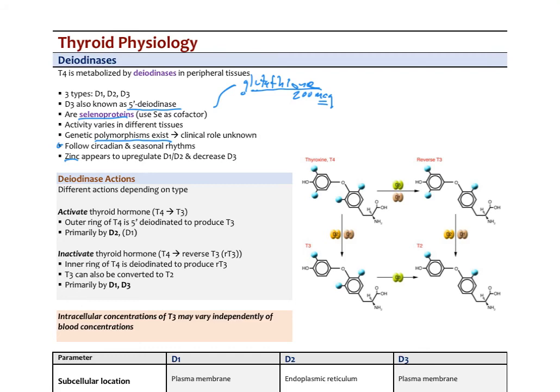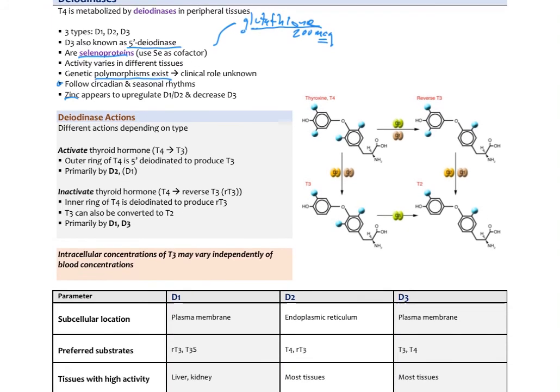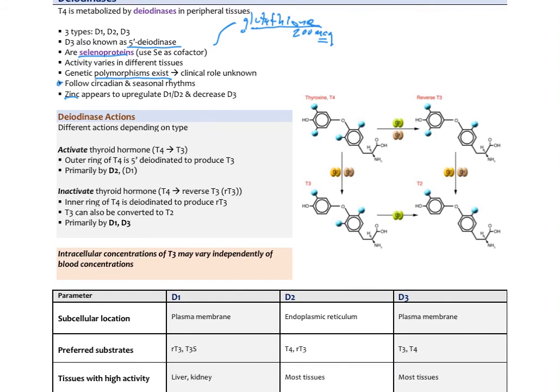So the main effects of deiodinases are to either activate thyroid hormone, that's T4 to T3, where the outer ring of T4 is deiodinated to produce T3. So that's showing in this, here's T4, here is T3, so we remove this iodine here. And that's primarily the activity of D2 and D1. D2 is what's found in most of your peripheral tissues. D1 is found in the liver. So again, both can contribute to T3 levels.